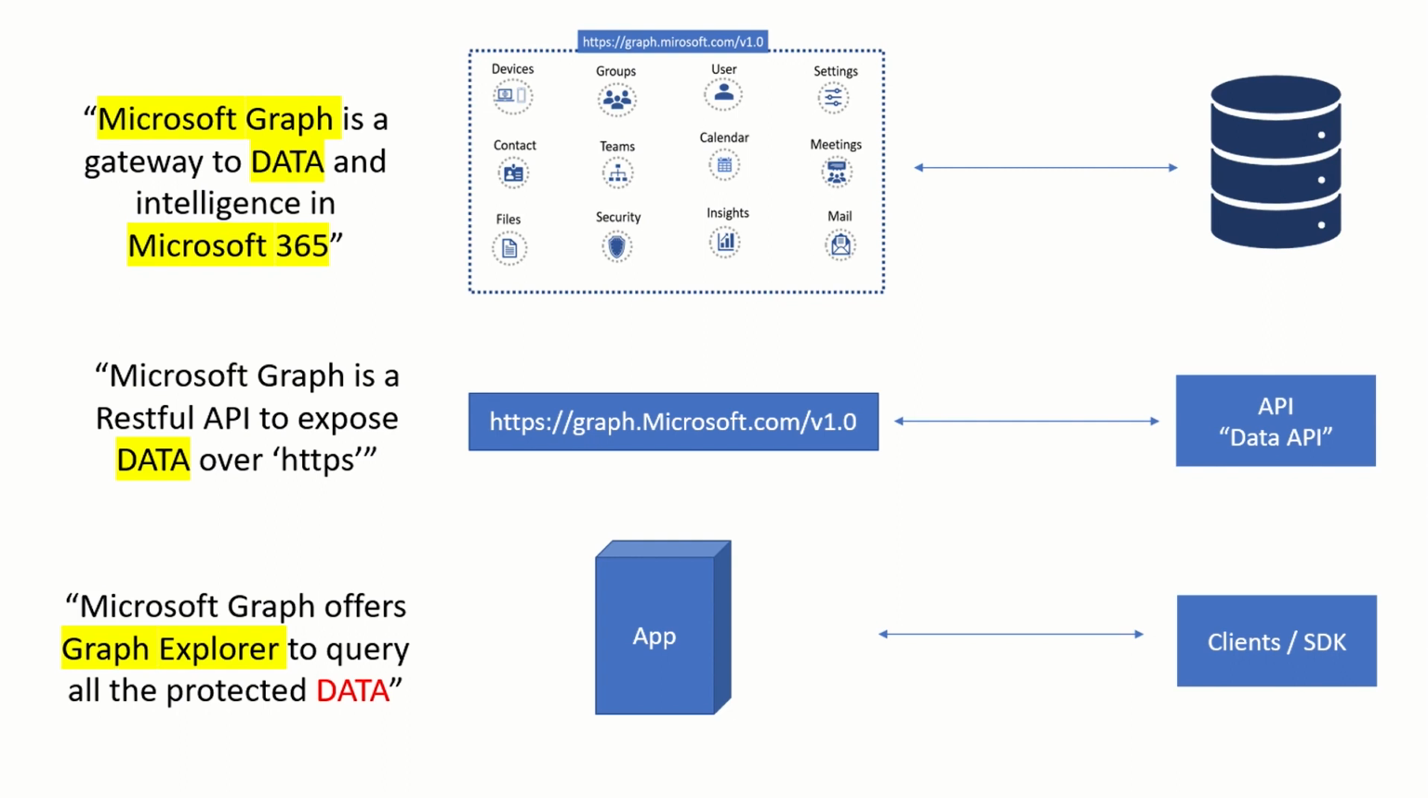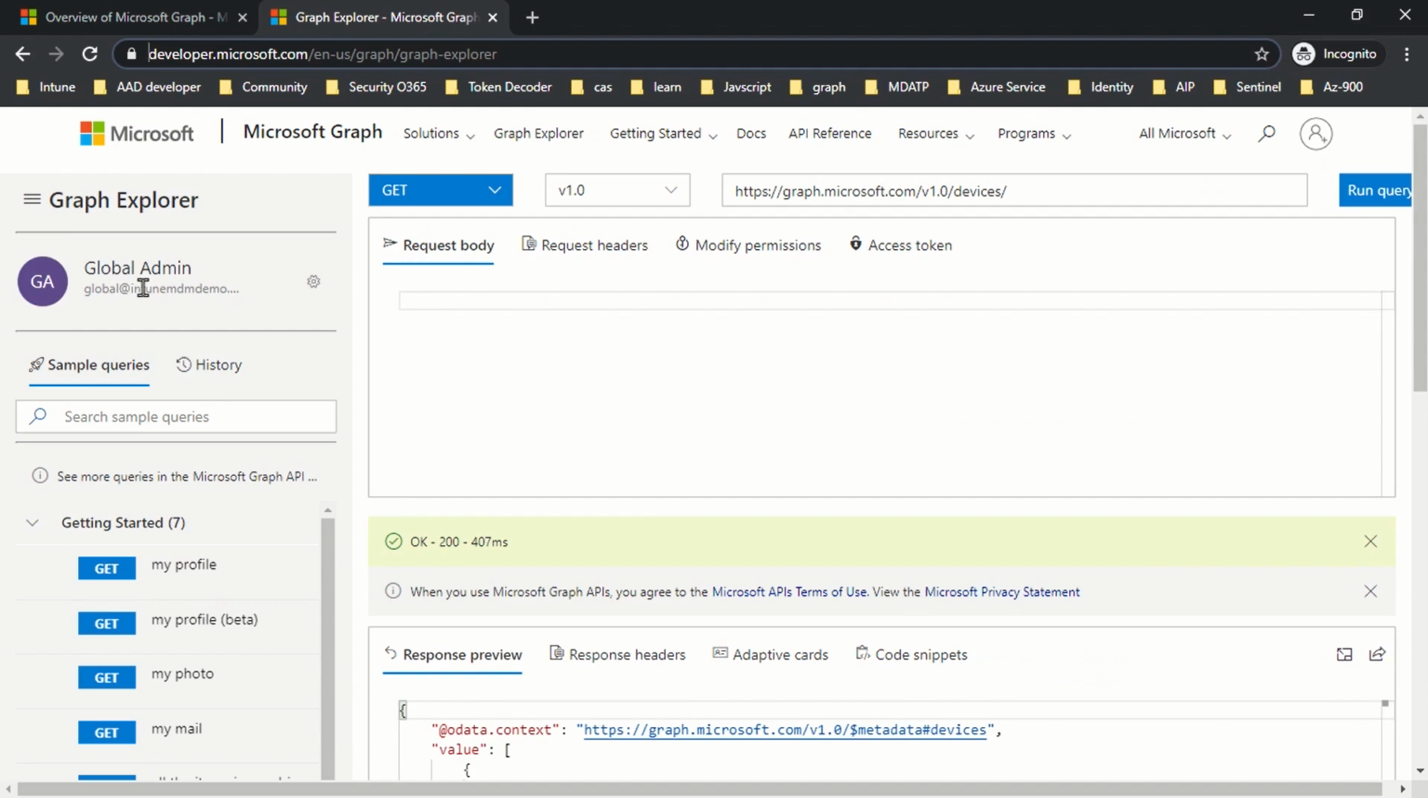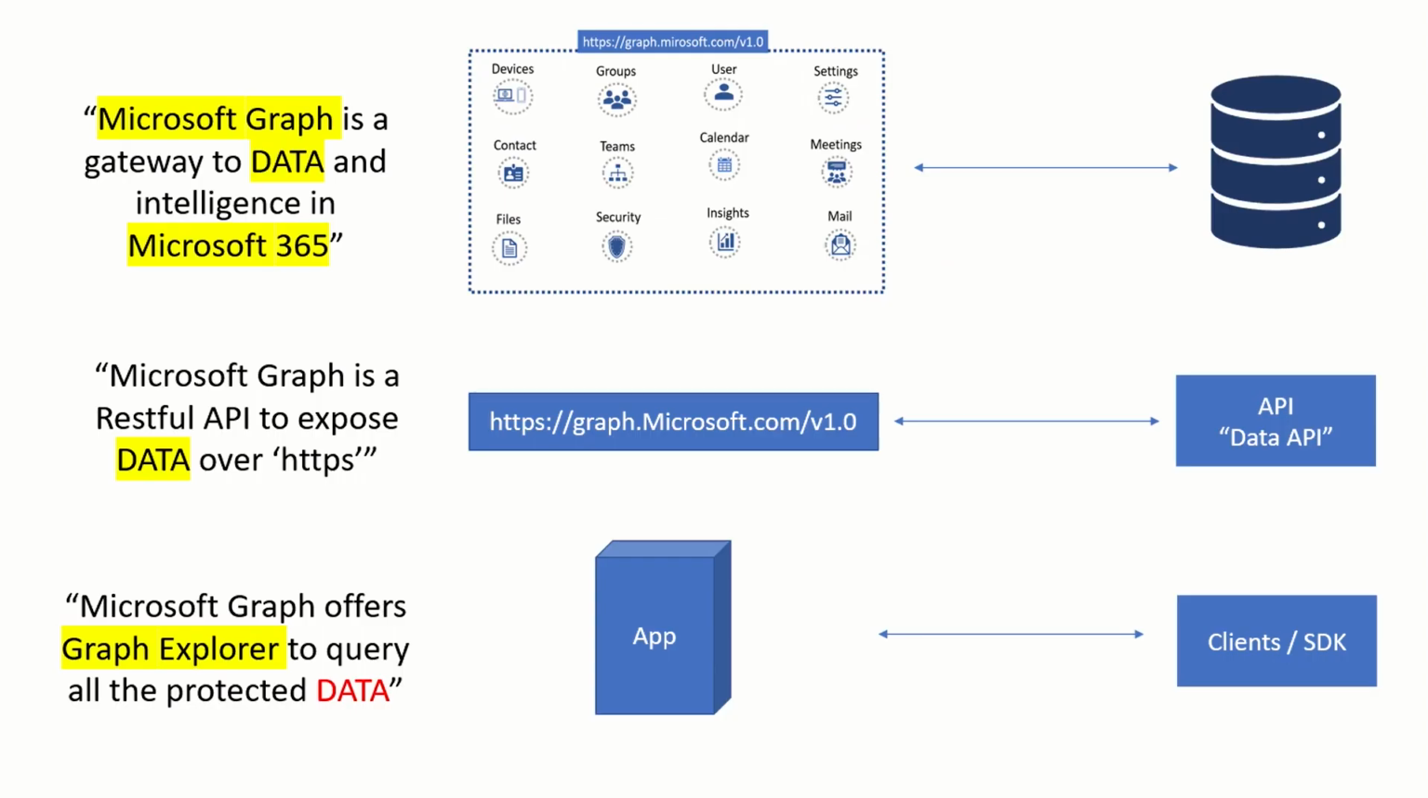And the third statement is that Microsoft Graph offers Graph Explorer for you to access all the protected data for M365, EMS, and Windows 10. The reason for mentioning protected data is that, as of now, I'm already signed in with my global admin. That's why I'm getting all this information, but I will explain the purpose of all these settings which are available. So this was all about knowing the very basics of Microsoft Graph, from where you should begin.